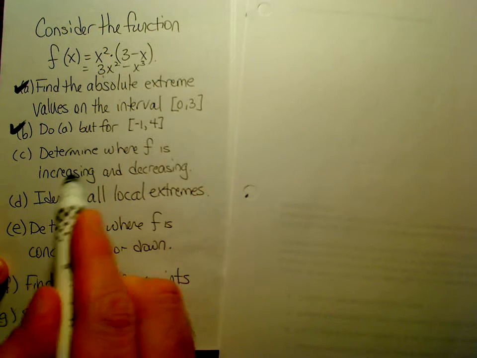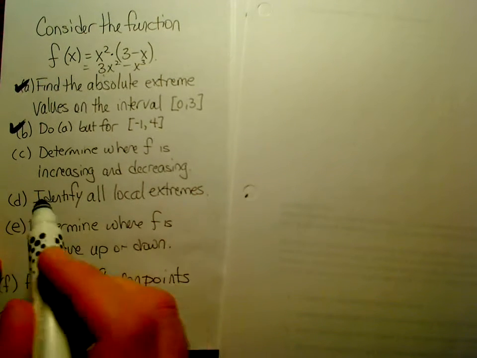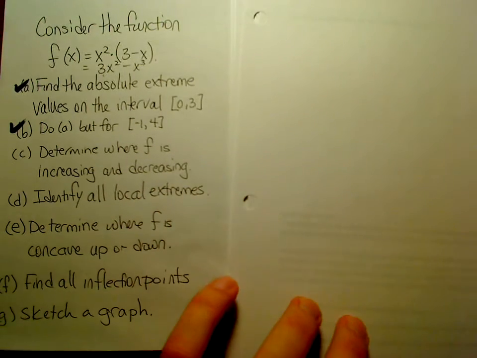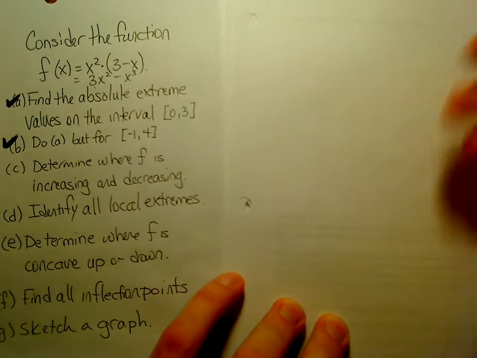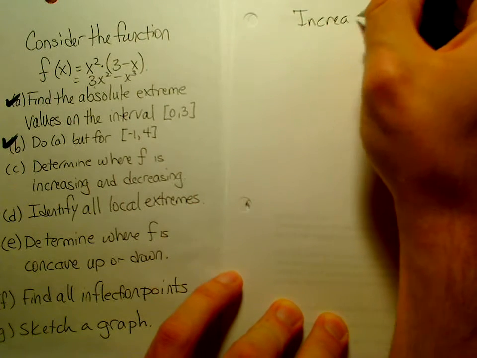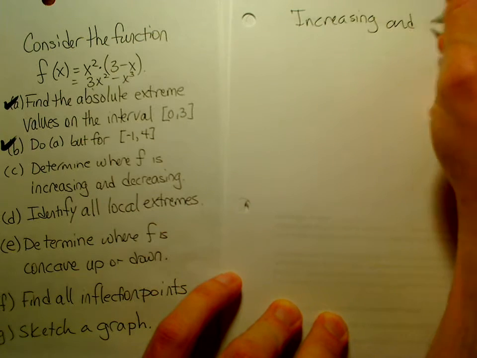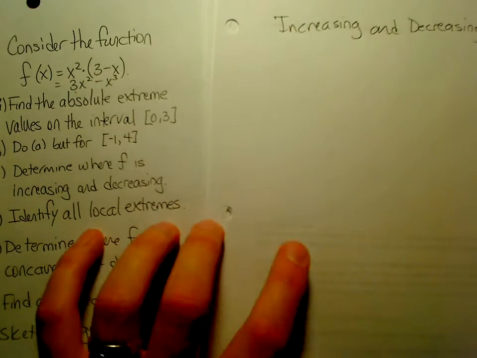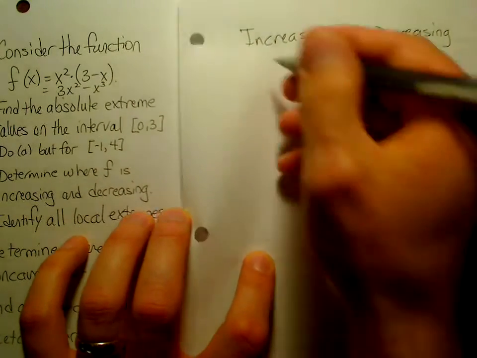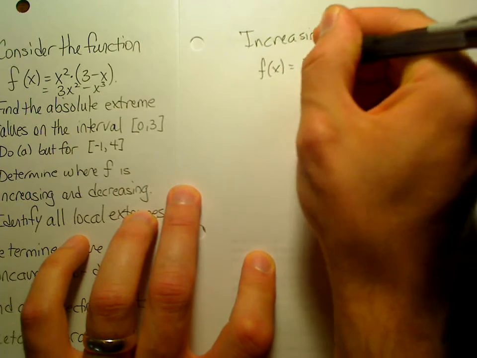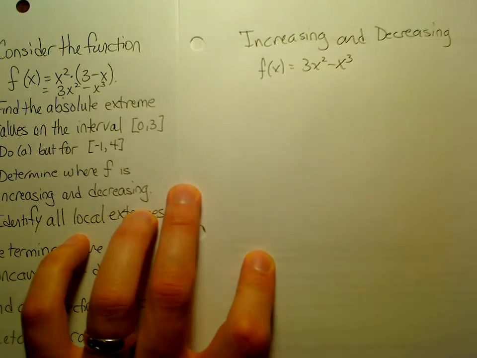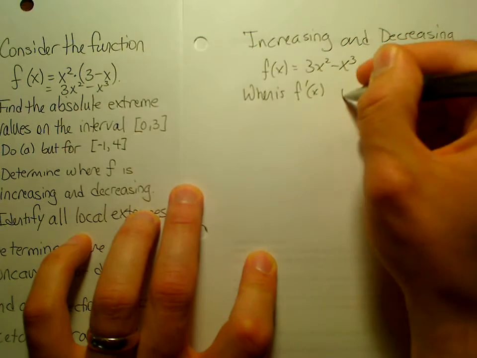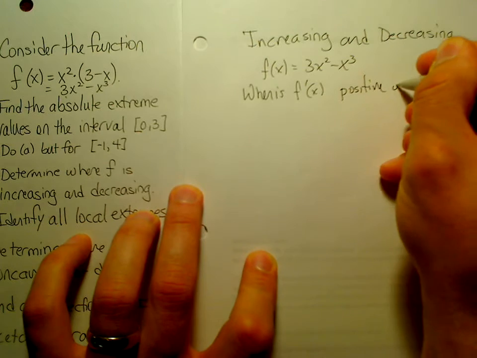Next, what we're interested in is finding when f is increasing and decreasing. And pretty much at the same time, we're going to be identifying local extremes. So for increasing and decreasing, we're interested in where the derivative is positive or negative. It's the easiest way to do these problems. You can talk increasing, decreasing without derivatives, but it's far easier when you do have them at your disposal. So we've got f of x is 3x squared minus x cubed. And really what this is asking us is when is f prime of x positive or negative?